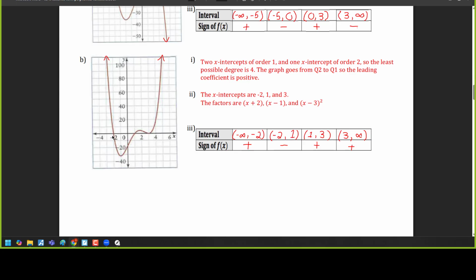Then from negative 2 to positive 1, this section here, the function is below the x-axis, so the sign is negative. Then from 1 to 3, it's above the x-axis, so it's positive. And then finally from 3 to all the way positive infinity, the sign is positive because it's above the x-axis.